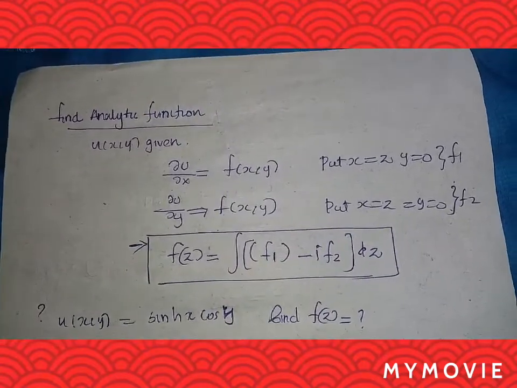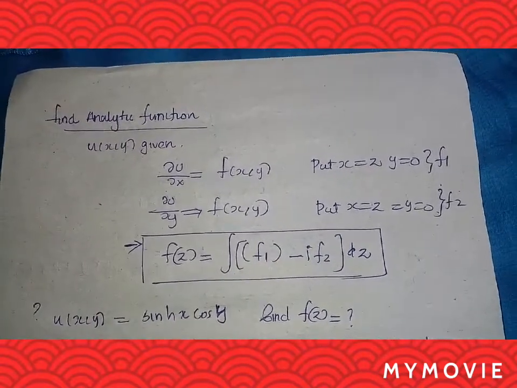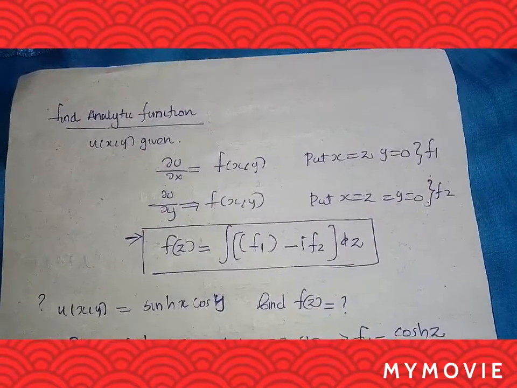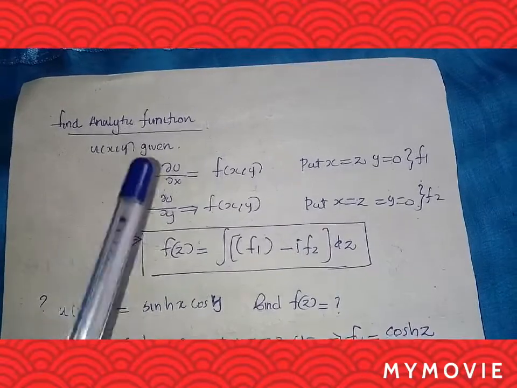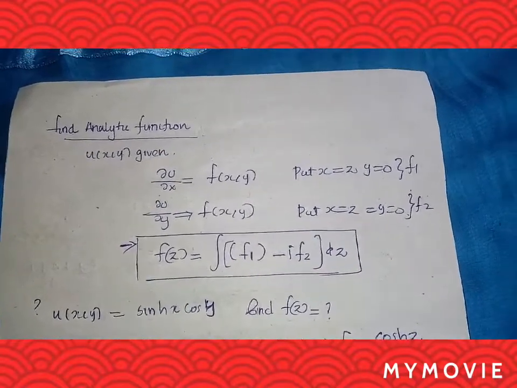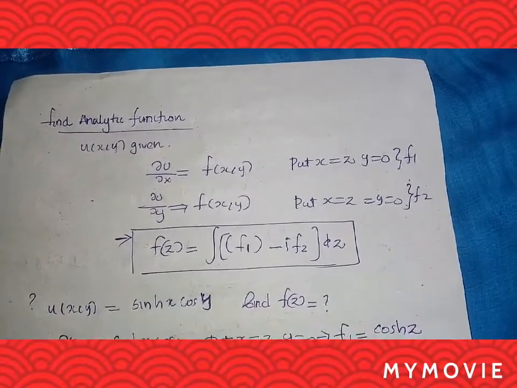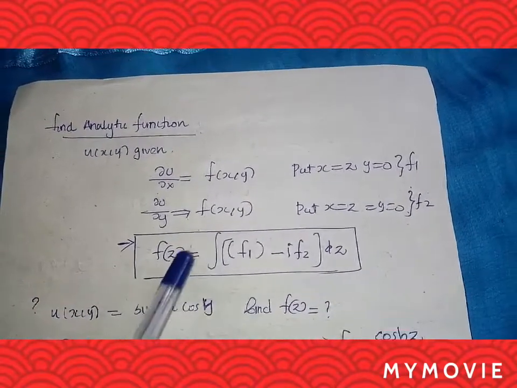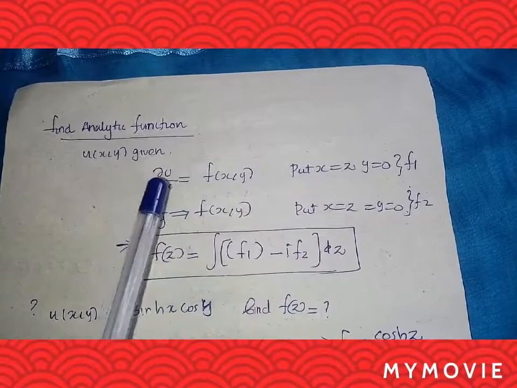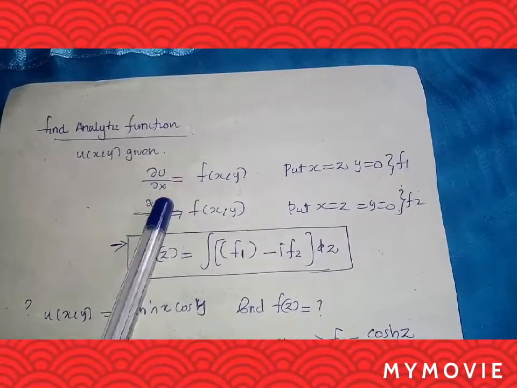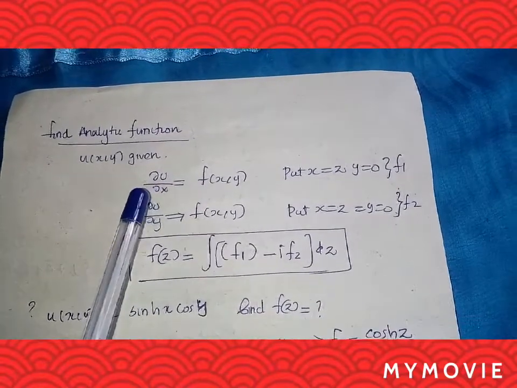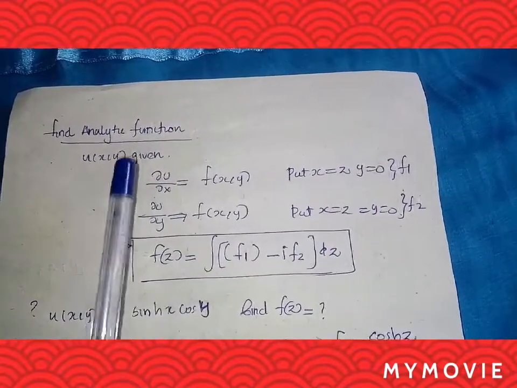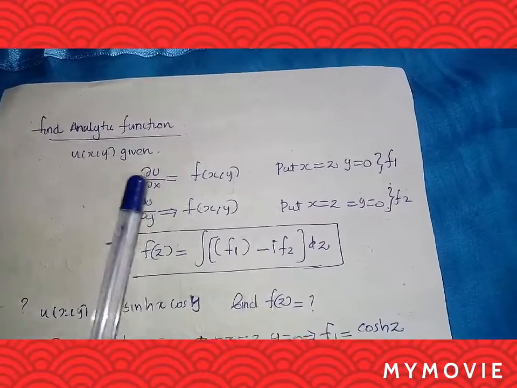Next we are going to find the analytic function from u of x comma y and v of x comma y. First, the real part is given. We have to find the analytic function. So we first do the procedure. We should follow this procedure to find the analytic function.